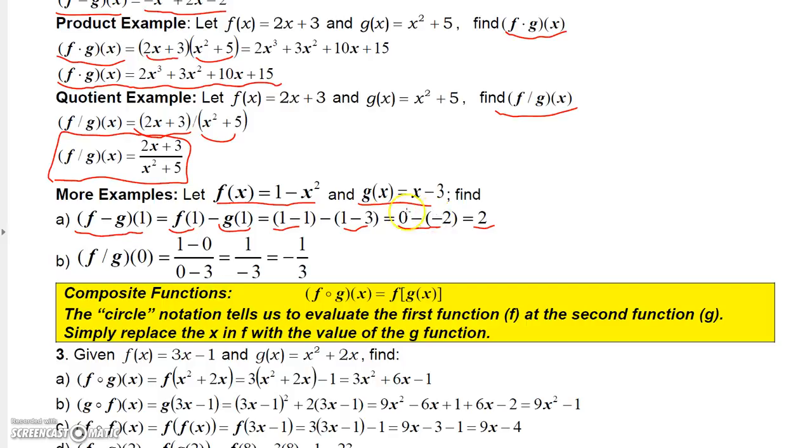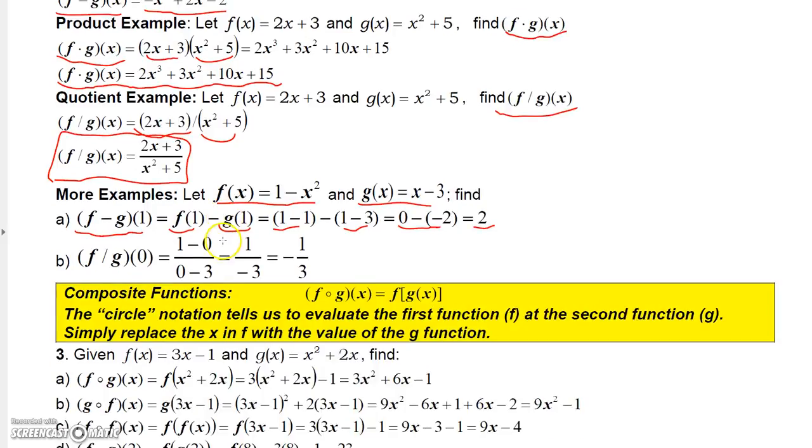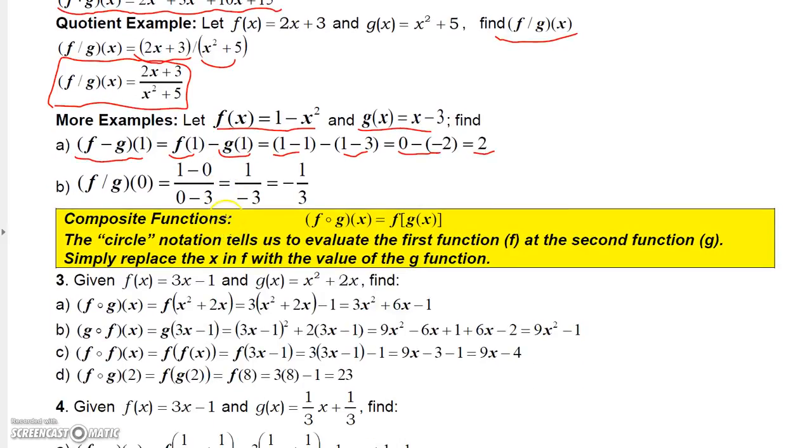So you could do it either way. You could either just do f of 1 minus g of 1, or you could come up with the f minus g function like I came up with up here, and then you could plug 1 into that function and get 2 as well.